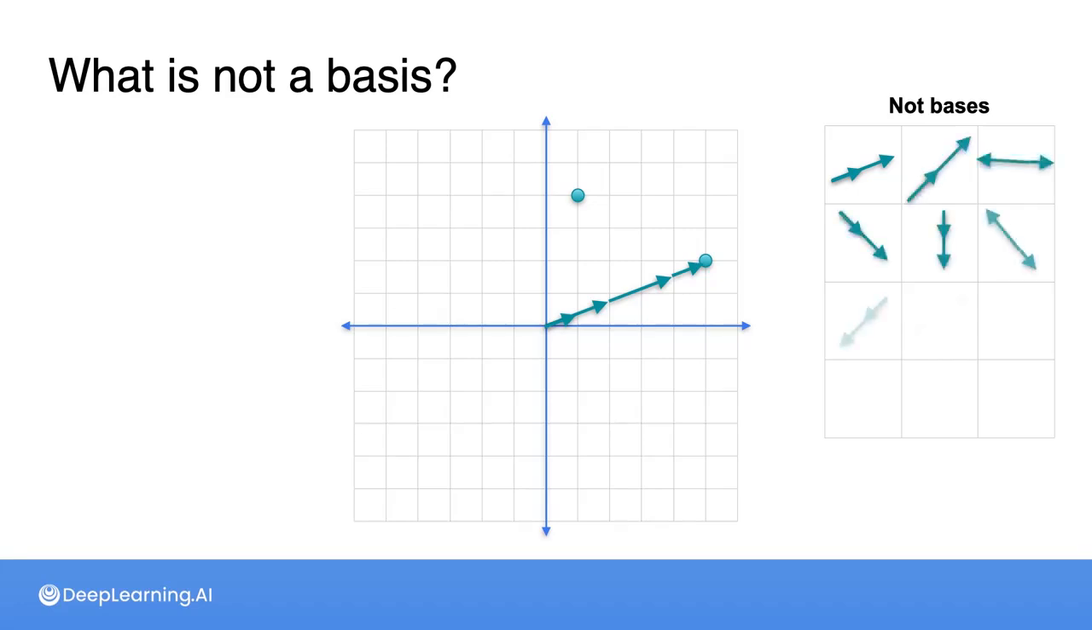So anything that comprises two vectors that go in the same direction, and they could be opposites or they could go in the same direction, as long as they belong to the same line, the two vectors do not form a basis. So that is what a basis is and what a non-basis is.